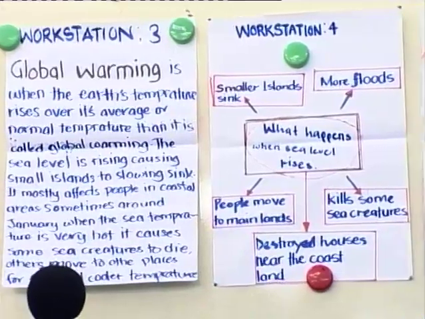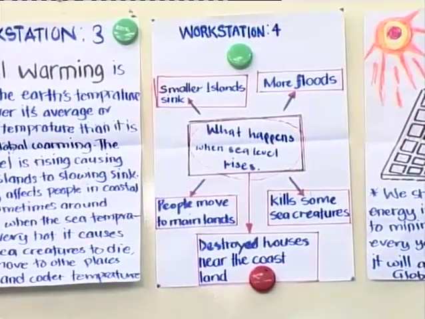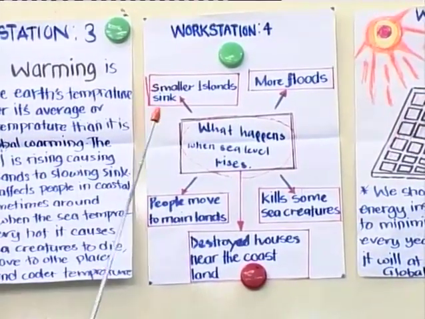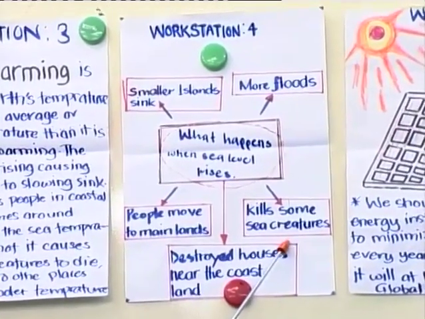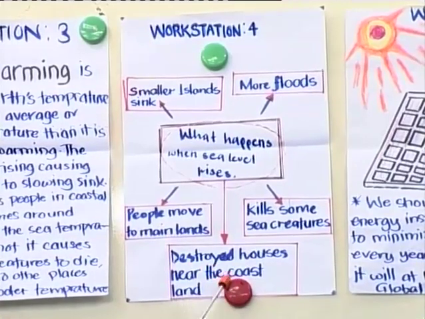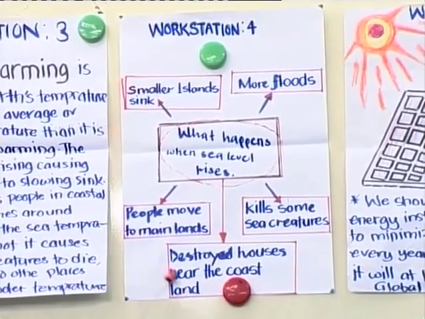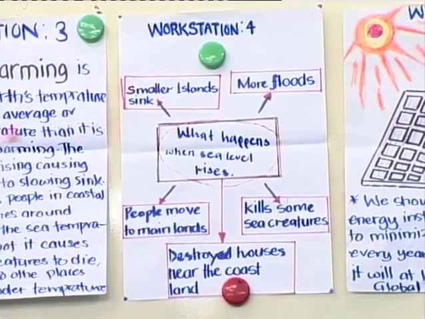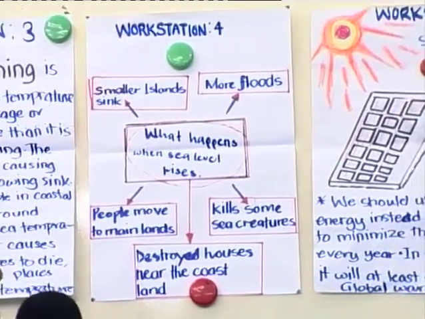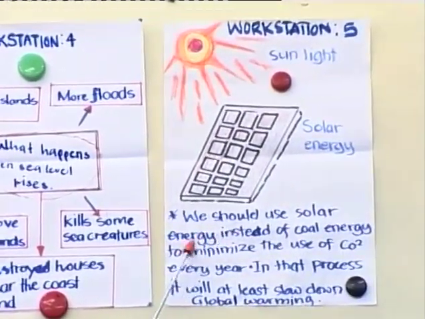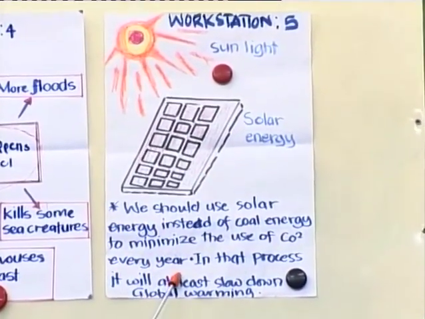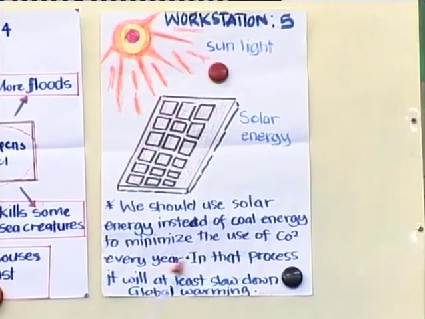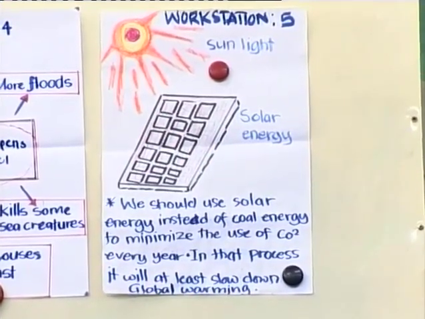Workstation 4 is a concept on what happens when the sea level rises. Small islands sink, more floods. It kills some sea creatures, destroys houses near the coastal land. People move to mainland. Workstation 5 is we should use solar energy instead of coal energy to minimize the use of CO2 every year. In that process, it will at least slow down global warming.